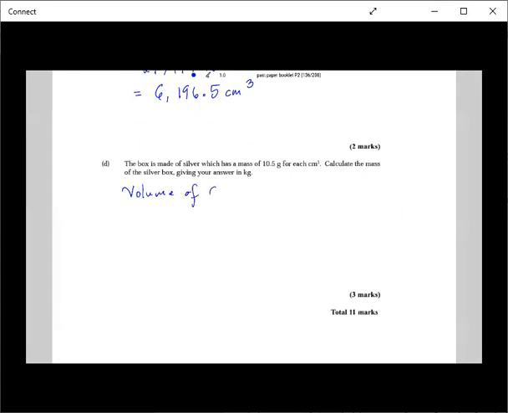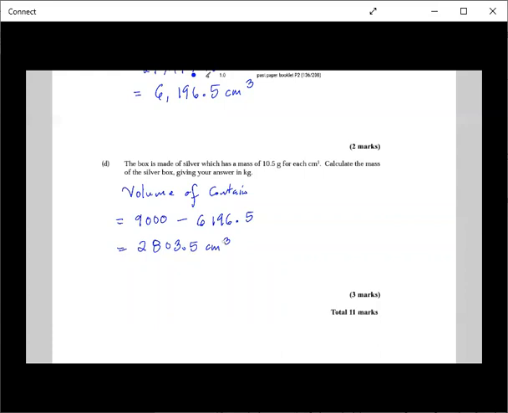of container would be the external volume, which is 9,000, minus the internal volume, which is 6,196.5. So the volume of the container is 2,803.5, and this is centimeters cubed.